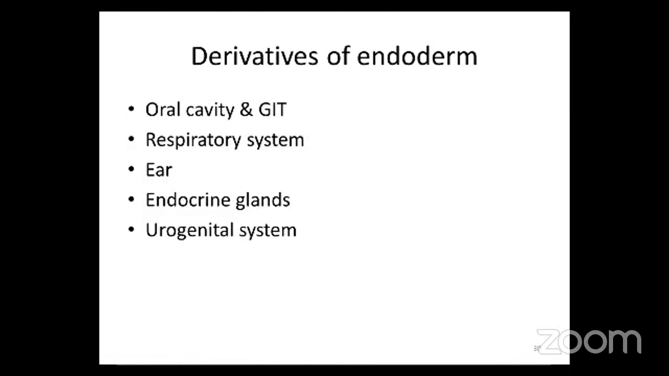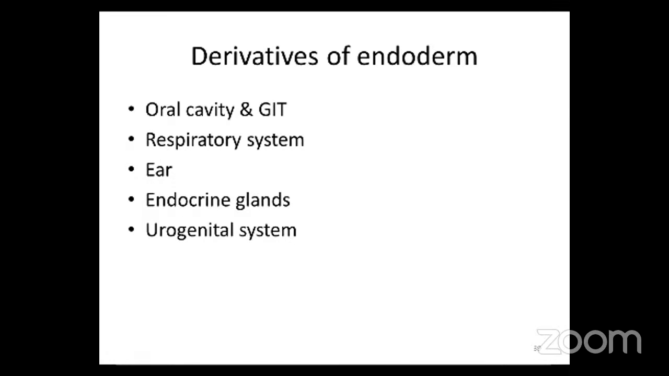Next is respiratory system. Now foregut gives one bud which develops into the trachea, bronchial tree, etc. So lining of all these trachea, bronchial tree, alveoli, all are derived from the endoderm. Then ear. In ear, middle ear cavity is lined by the epithelium which is developed from endoderm.